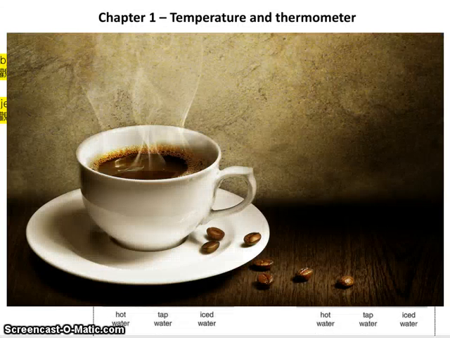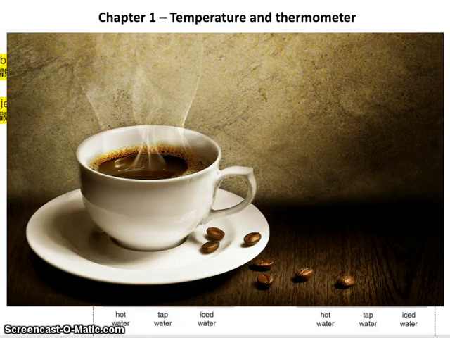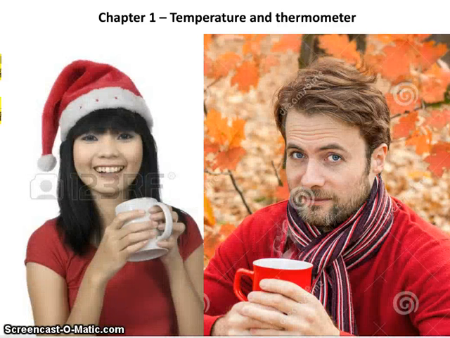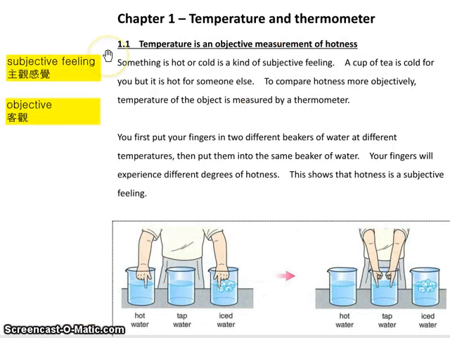Here's a cup of coffee. If I ask you, is the coffee hot? What will you do? You may try it, right? You may find it just right, but it may be too hot for me. Because feeling is subjective. A cup of tea will be too cold for somebody, but it may be too hot for somebody else. So in order to compare hotness more objectively, then we have to use temperature.